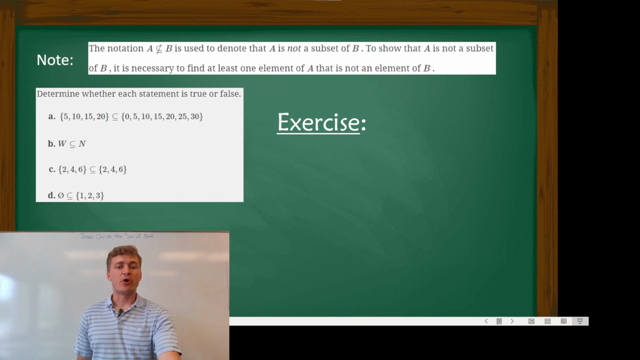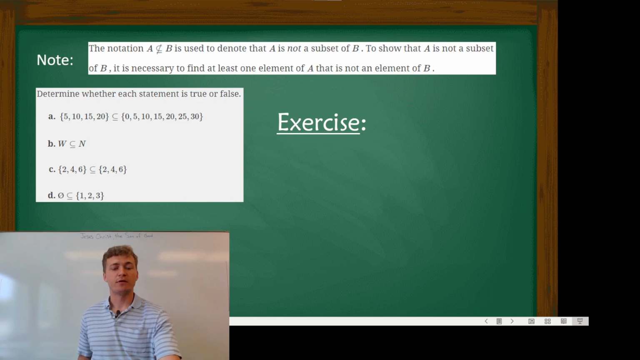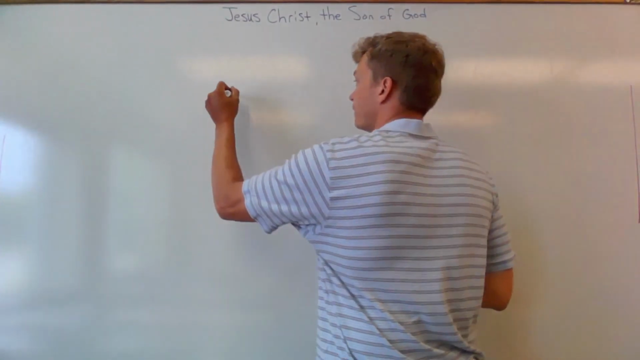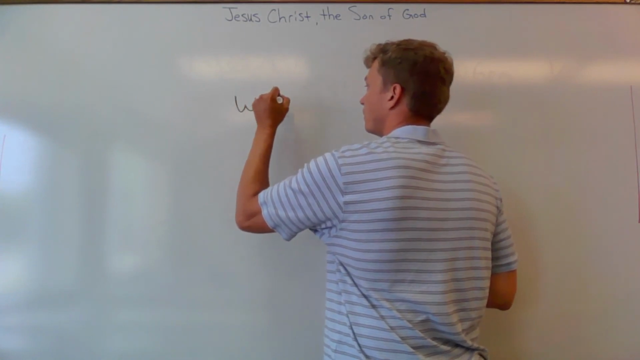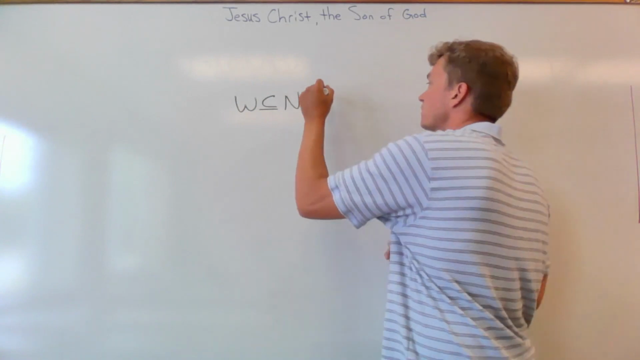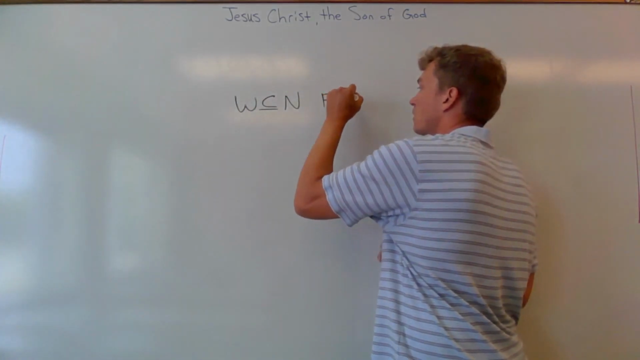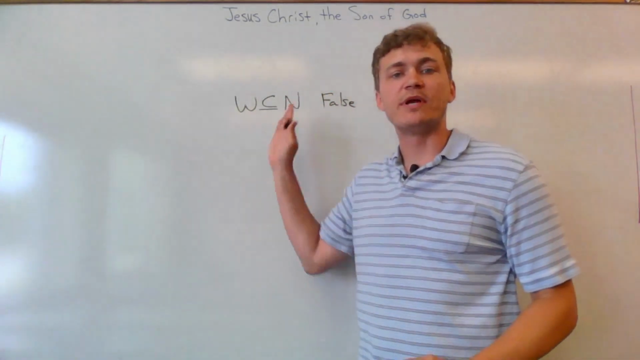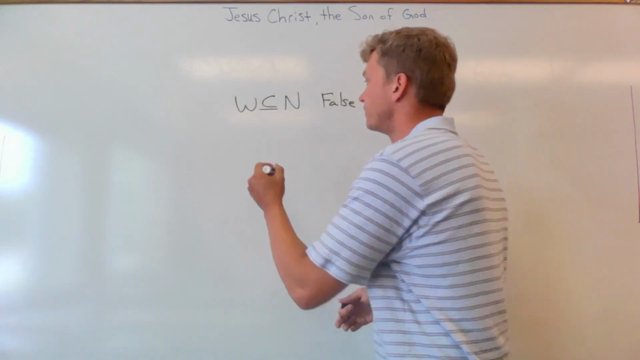Now, what about part B? Part B is interesting, right? Part B asks, is W a subset of N? Remember what these represent. W represents whole numbers, N represents natural numbers. Here, this is false. W is not a subset of N. This is what's given to us. This is false. To make this a true statement, we simply place the slash mark through our subset notation.